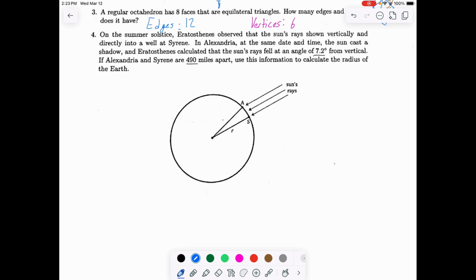So looking here, the sun's rays are going straight vertically at his first city, at Cyrene. But then in Alexandria, the sun's rays are not vertical. This angle here is 7.2 degrees. Now, because that angle is 7.2 degrees, we know that this central angle here is also 7.2 degrees. But that central angle at 7.2 degrees tells us a little bit more information as well.